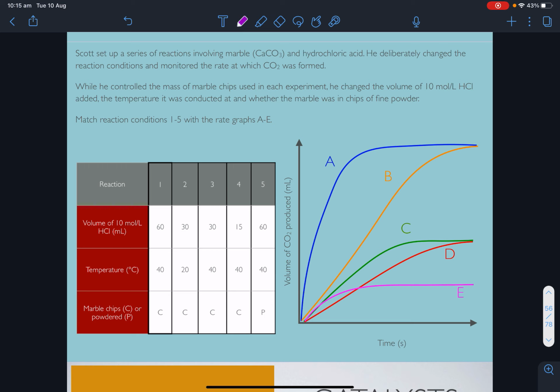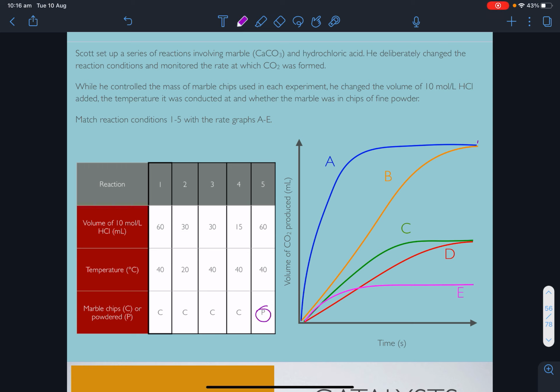Okay, look at A. A is the steepest graph of all and has produced the most amount of product. So we're looking for the most amount of reactant, maybe the highest temperature, and maybe the largest surface area. So let's go down to surface area. Marble chips or powdered. Powdered will be the largest surface area, and there's only one of them.